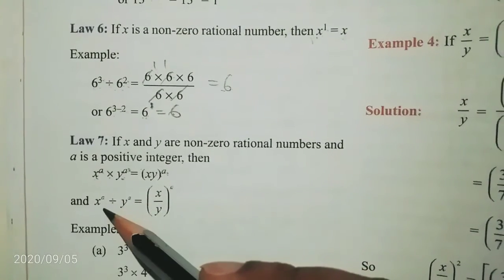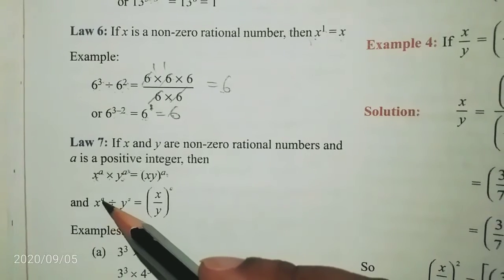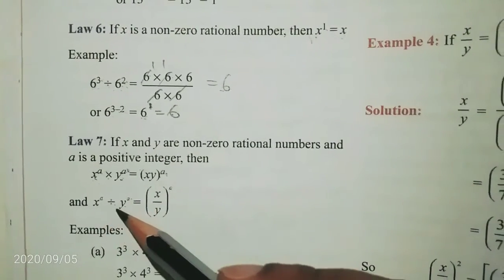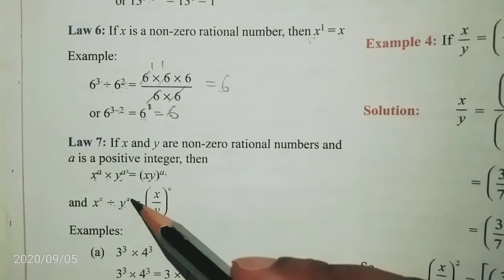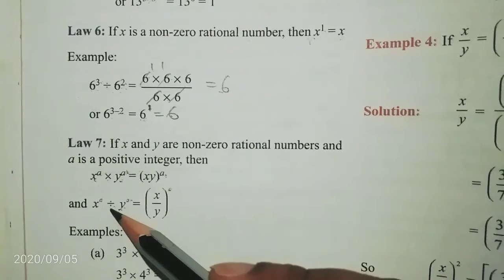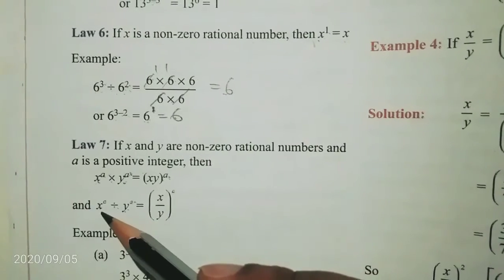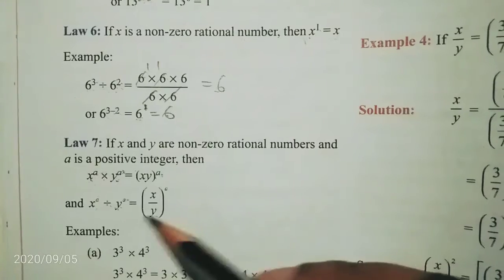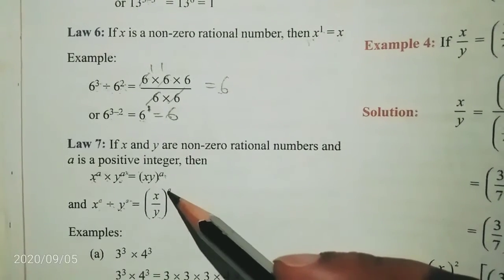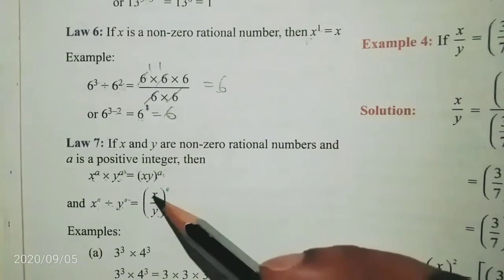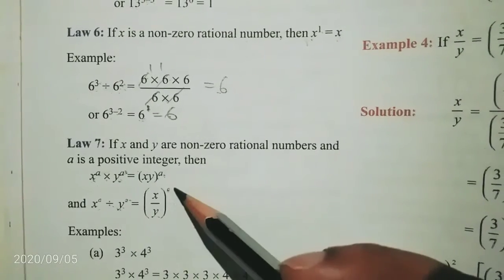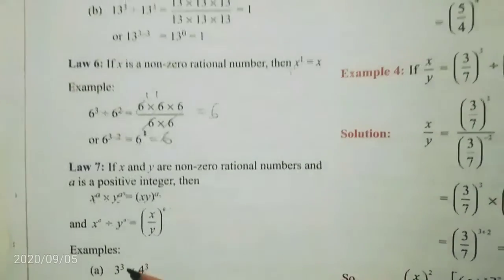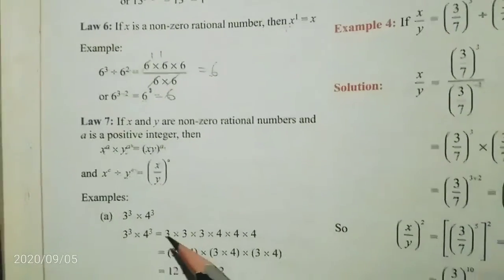Now another part of this law is what? x to the power a divided by y to the power a. Understood? So x and y are two different bases, but the powers are the same. Now the difference is that there is division. Then the base will be divided, x divided by y, and the power will be written one time because it is a common power. So x divided by y, to the power a. That means the bases will be divided. In this way we completed the law.